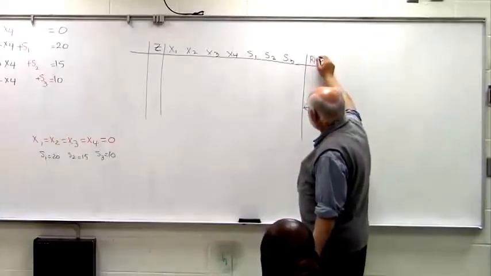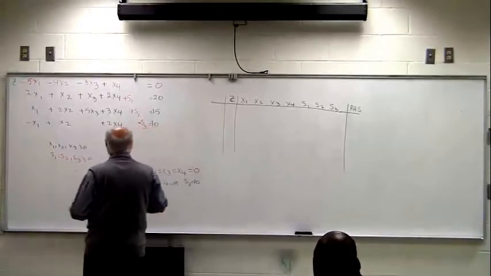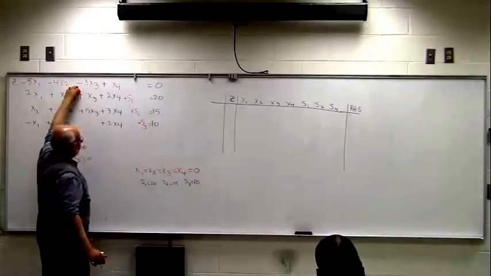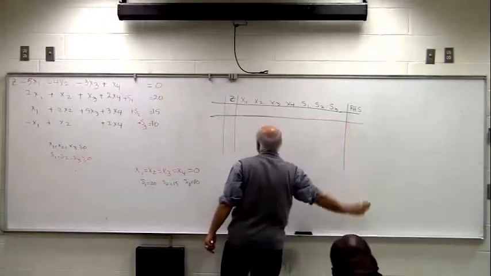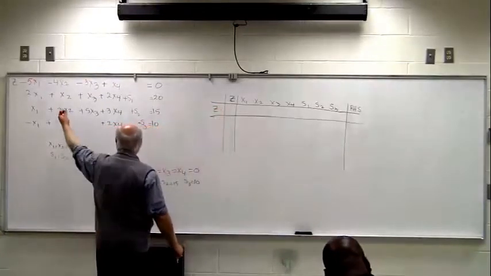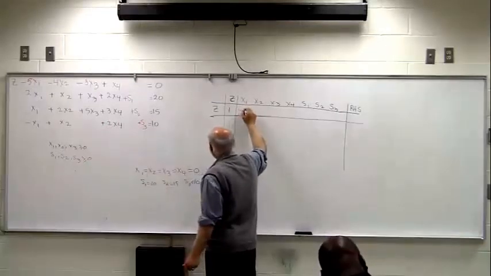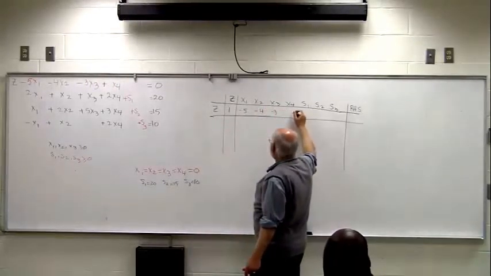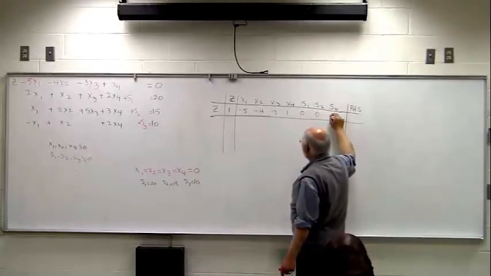And I will separate it from the right-hand side of this table. I use the term RHS for right-hand side. Then I will copy these values into the table, and draw a line in here to make sure that it is separated from the rest. I will put a Z in here, and then all the coefficients that I have. There is a 1z, a negative 5 in here, a negative 4 in here, a negative 3 in here, a positive 1 in here, 0 in here, 0 in here, 0 in here, and 0 here.